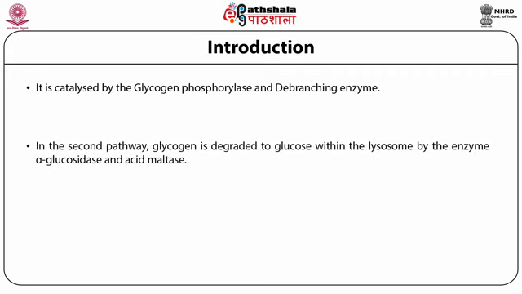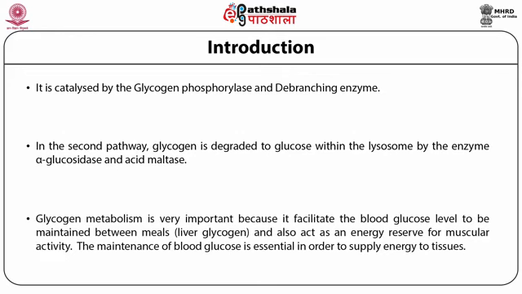In the second pathway, glycogen is degraded to glucose within the lysosome by the enzyme alpha glucosidase, or acid maltase. Glycogen metabolism is very important because it helps the blood glucose level to be maintained between meals and also acts as an energy reserve for muscular activity. The maintenance of blood glucose is essential in order to supply energy to the tissues.